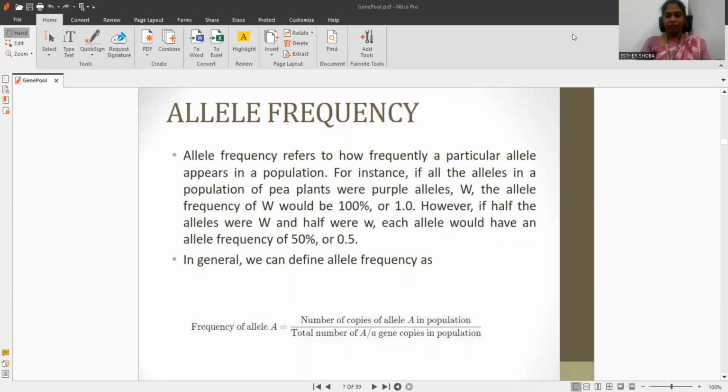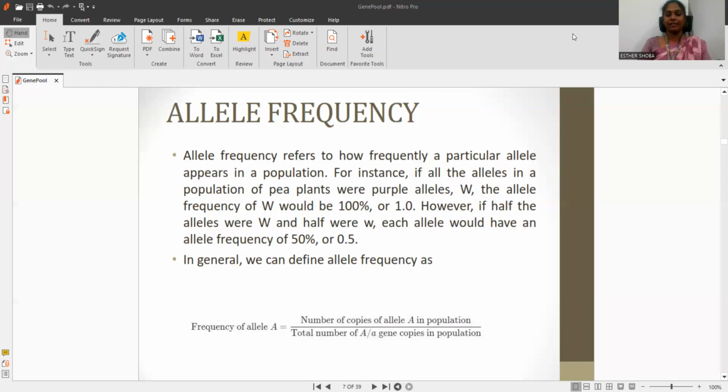As you all know, for a particular character, it is a gene which is responsible in the individual. It so happens a gene can exist in more than one form, and thus we call them alleles. When we speak about alleles, we can usually term them as dominant alleles and recessive alleles. But when we speak about the word allele frequency, what is it? Allele frequency refers to how frequently a particular allele appears in a population.